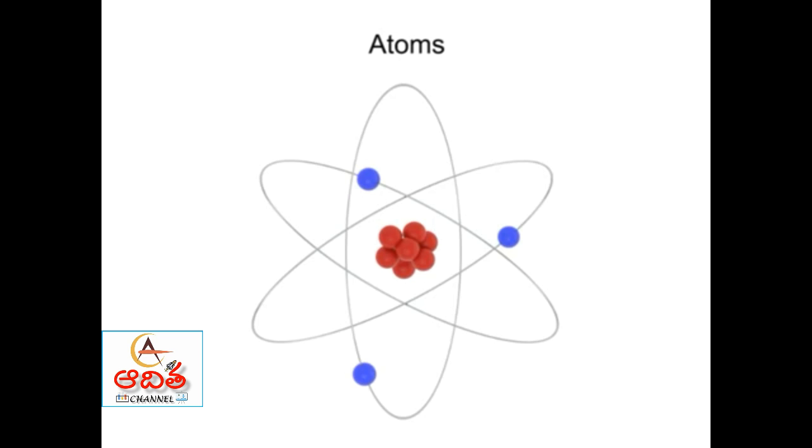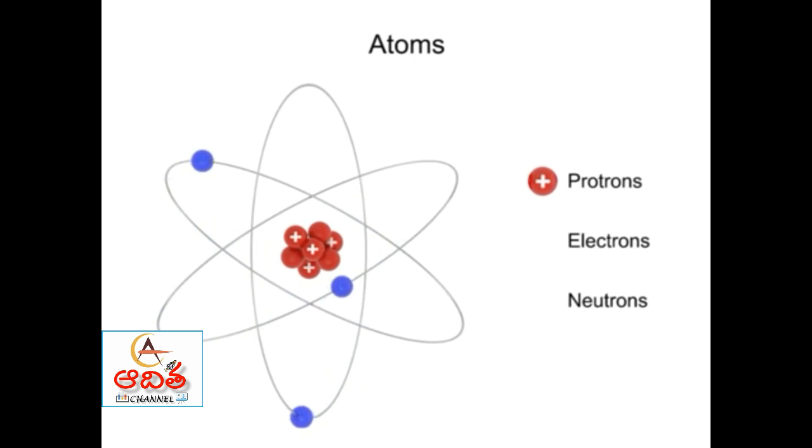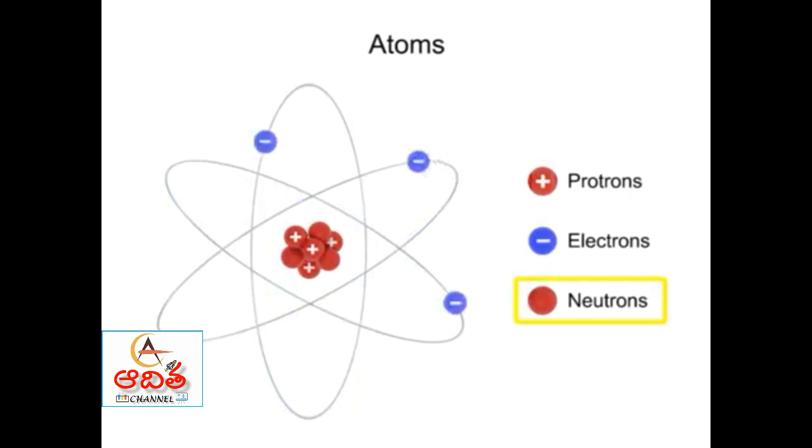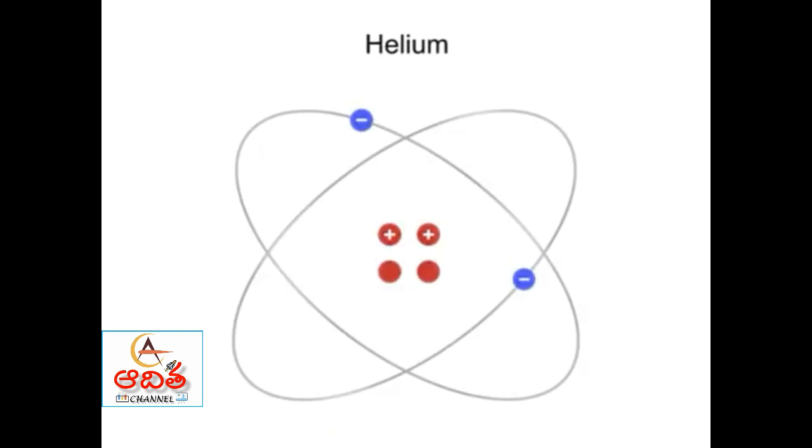Atoms make up all of the Earth's matter. Atoms can be broken down into three basic components: positively charged protons, negatively charged electrons, and neutrally charged neutrons. The number of these components and their arrangement determines the atom's elemental properties. Here we have a helium atom.